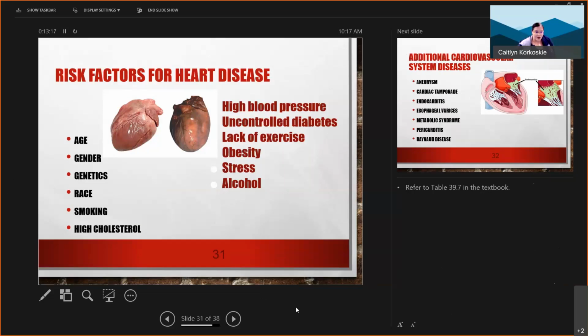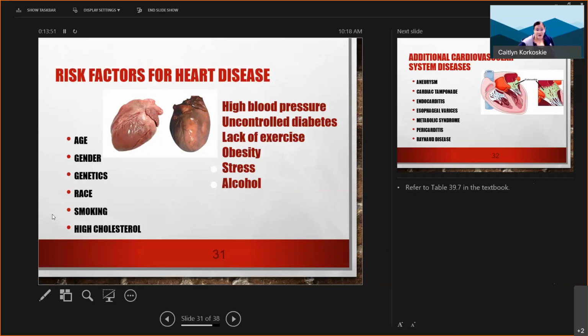Some risk factors for heart disease, of course, are age, because as we age, that muscle weakens, so you're more likely to develop some type of heart disease or disorder as you get older. Gender, because of different hormones. And genetics. So if, say, your mom or dad had a different type of heart disease or disorder, you potentially are at a higher risk for that because it runs in your family.